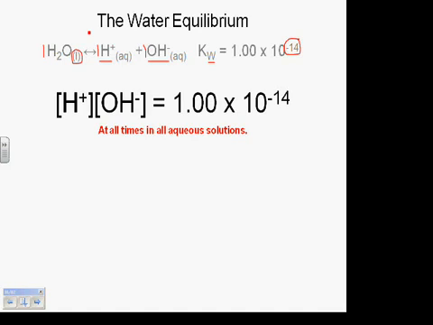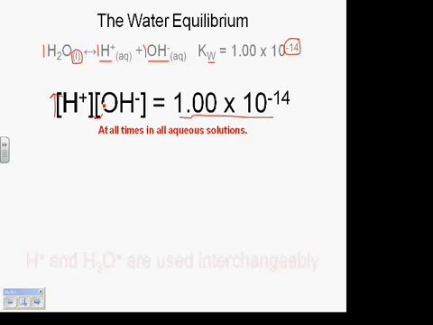So an acid is something that increases the concentration of hydrogen ions, and that would lead to a decrease in the concentration of hydroxide ions. If hydrogen ions go up, then the hydroxide ions have to go down in order for this to stay 1 times 10 to the negative 14th. That's the way that this equilibrium works.